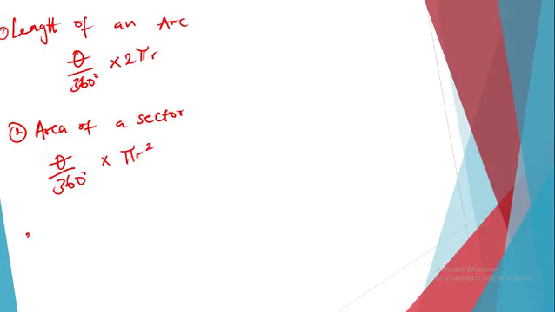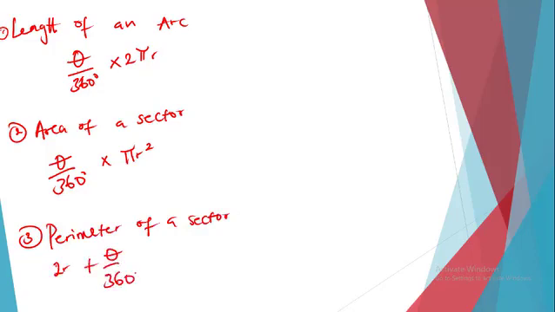Okay, number 3, if you're asked to find the perimeter of a sector, it's given as 2r plus theta over 360 degree times 2 pi r. I want you to note these formulas because they will help us in solving the problems we have right now.